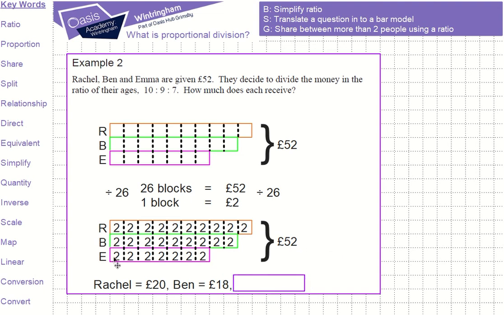And the last one, Emma. 2, 4, 6, 8, 10, 12, 14. Emma gets £14. And we could double check these answers. If we add up 14, 18 and 20, we should get 52, because that was how much they were sharing out. Pause the video while you finish copying that down and press play when you're ready to see some practice questions.